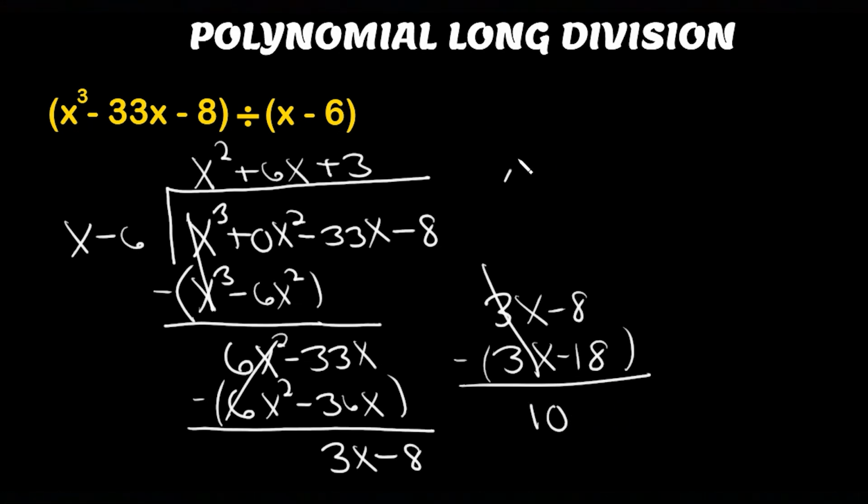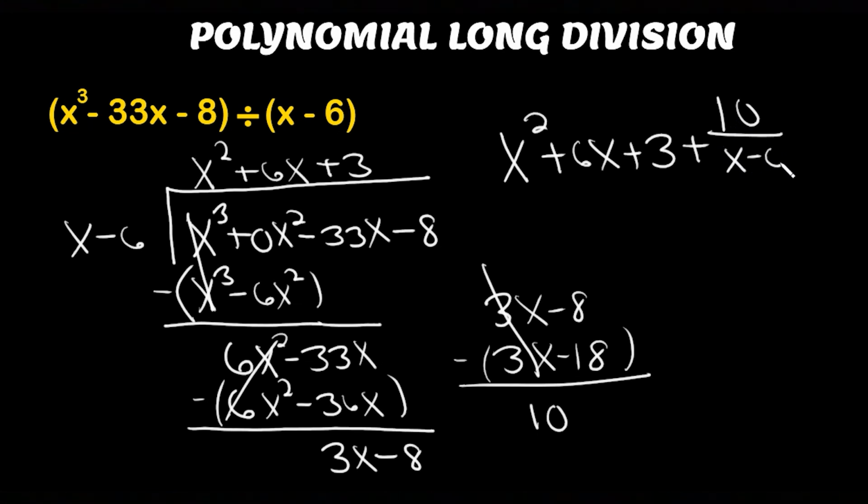So now we put it all together. Here's our quotient, x squared plus 6x plus 3. My remainder is positive, so I put plus, and then 10 over my divisor, which is x minus 6. So this right here is it.